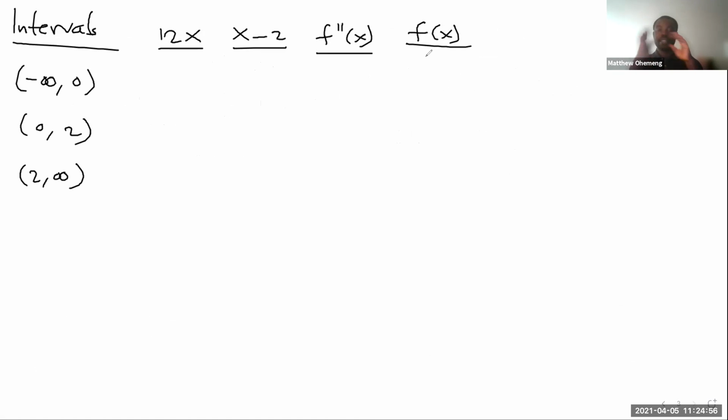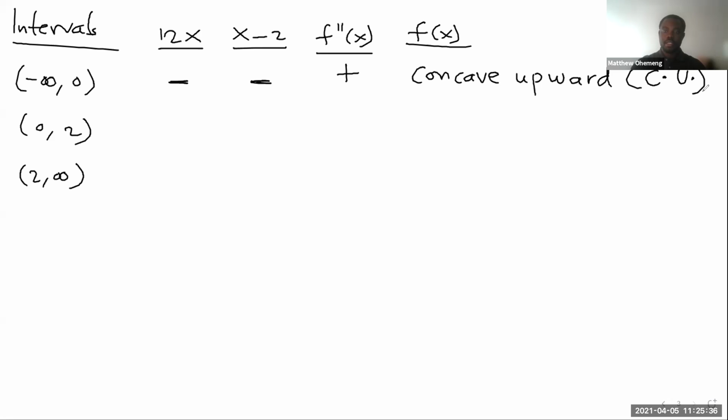As I said, it's the same process as the first derivative, except that some of the definitions will change, because we are dealing with F prime prime. This time, if F prime prime is positive, F is concave upward. If F prime prime is negative, F is concave downward. So just pick a number. Within this interval, I can pick, say, -1. -1 times 12 is a negative number, and -1 minus 2 is a negative number. Negative times a negative is a positive. Because F prime prime is positive, F is concave upward on that interval, or you can just say CU.